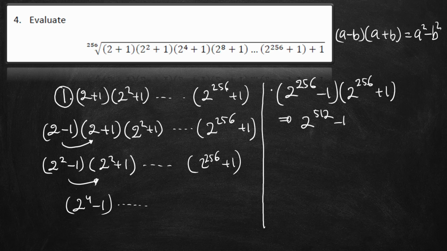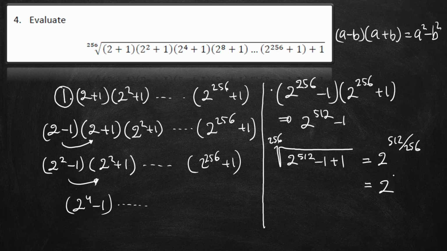So if we put it here, then we will get 2 power of 512 minus 1. And don't forget the last one, we got plus 1 here. So these two will be cancelled out. So what we got is 2 power of 512 divided by 256. So the answer is 2 power of 2, or 4.